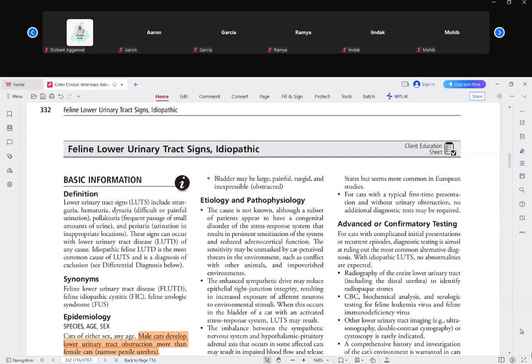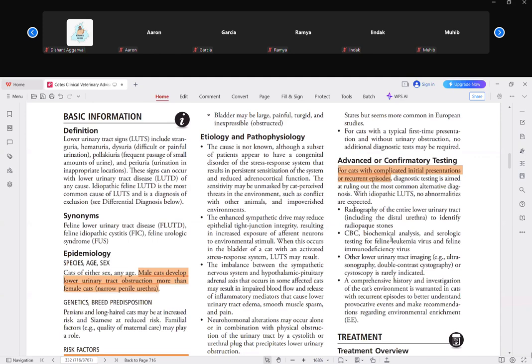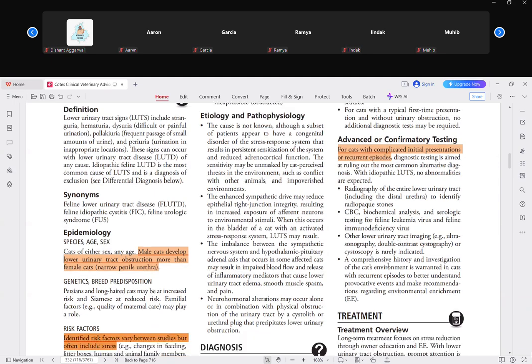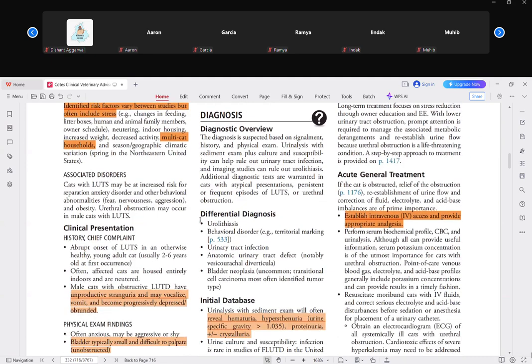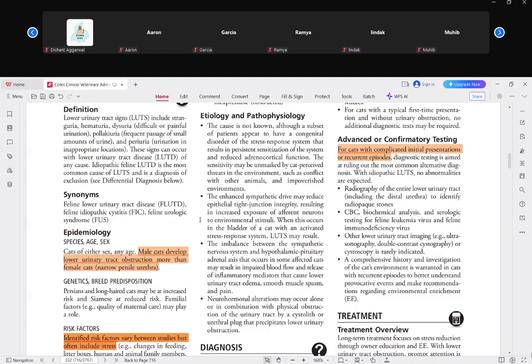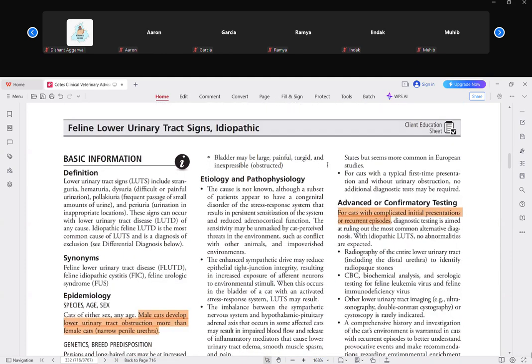Okay, we'll just discuss the management. When the animal comes again, you can go for the culture and the other minimum database things. If the cats come for recurrent episodes or a complicated initial presentation, then you can go for radiograph, CBC, chemical analysis, ultrasonography. So these are the things that you can go for. Otherwise, for the first occurrence of FLUTD, urinalysis plus or minus urine culture can be done. Okay, just remember that.